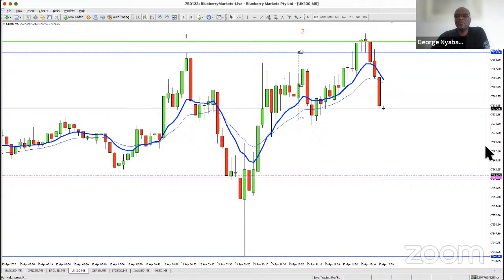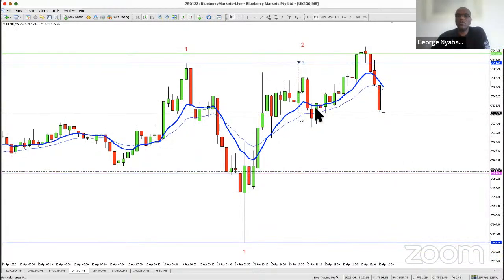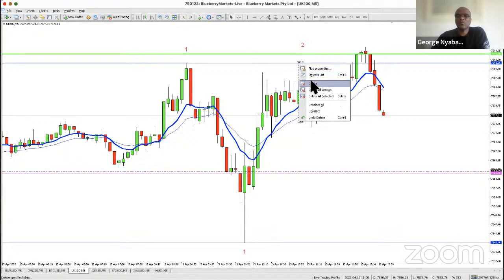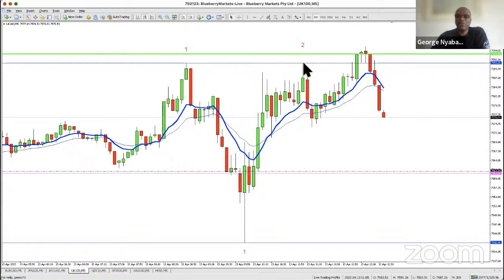UK 100, absolutely interesting for us. We've been watching this for a while. We had this perfect double top being formed here. That price level is exactly the same as that price level. And at that point, we're looking to see if we get a lower high. Anyway, in here, we didn't get a lower high.